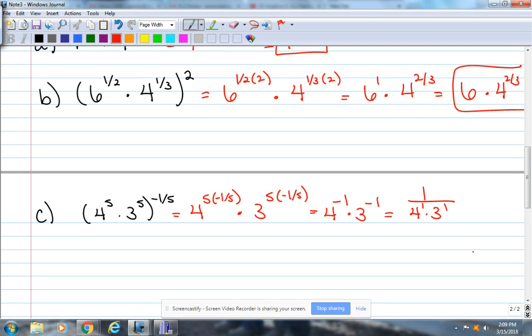So yeah, you move them to the other side of the denominator. 4 to the first and 3 to the first are 4 and 3, right? What's 4 times 3? So this is 1/12. Does that make sense? Okay. Good deal. So if you have negative exponents, move them to the other part of the fraction.